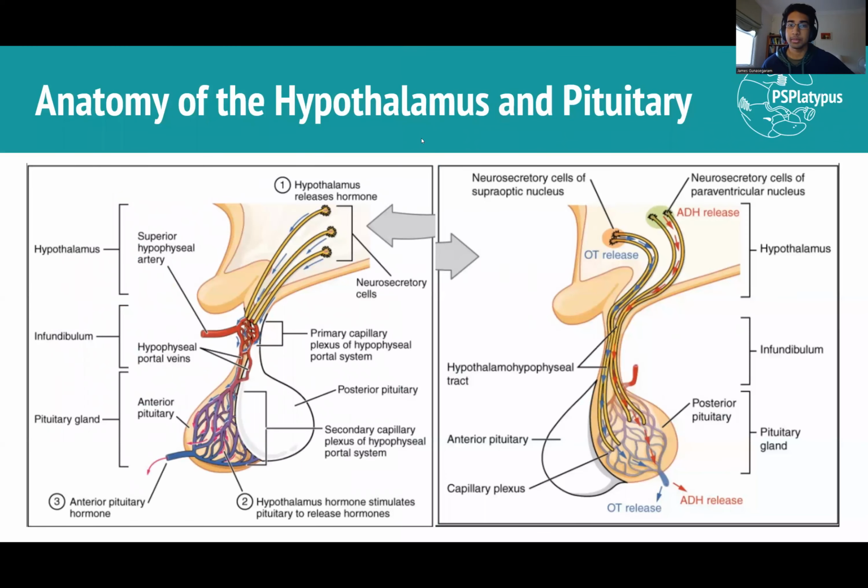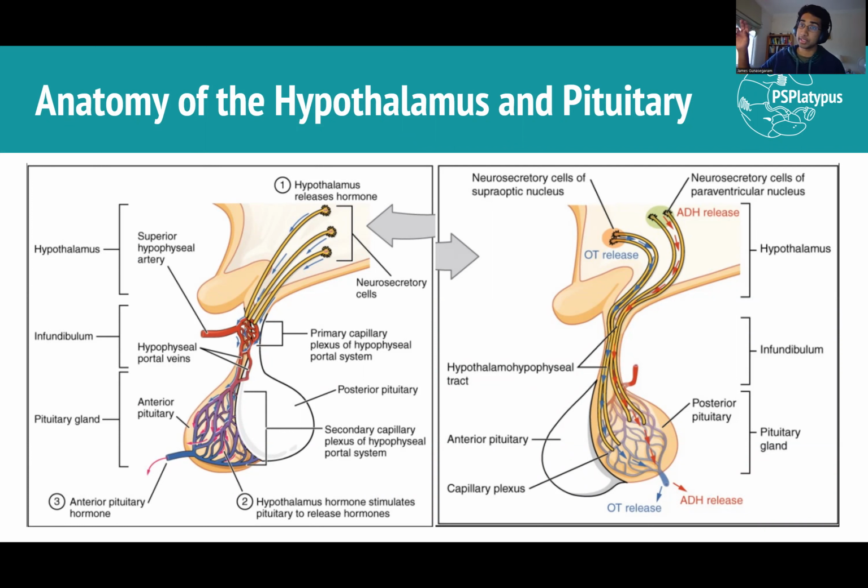Okay, so in terms of the anatomy, ignore the arrows in the middle. Those are just cut off from where I got the diagrams from. But you can almost consider the hypothalamus and pituitary as two different systems. You have the anterior pituitary system, which starts in the hypothalamus and goes down through the hypophyseal circulation. It's almost like its own little mini endocrine system.